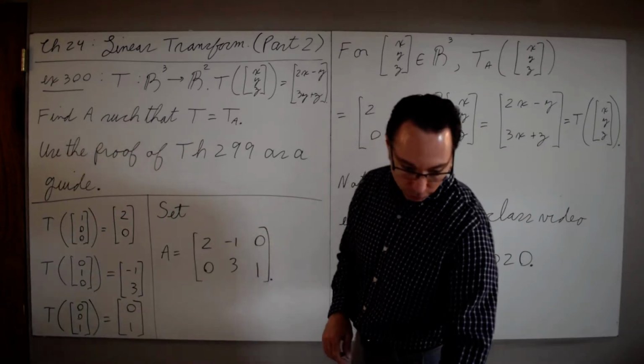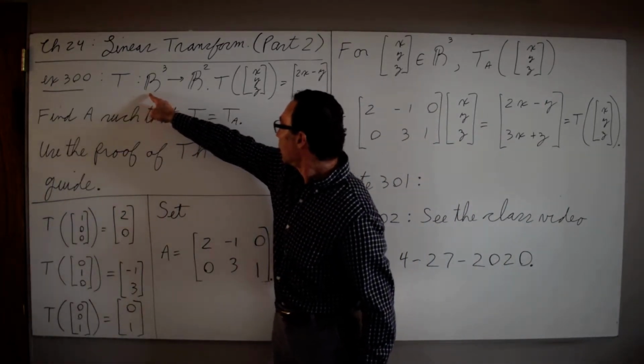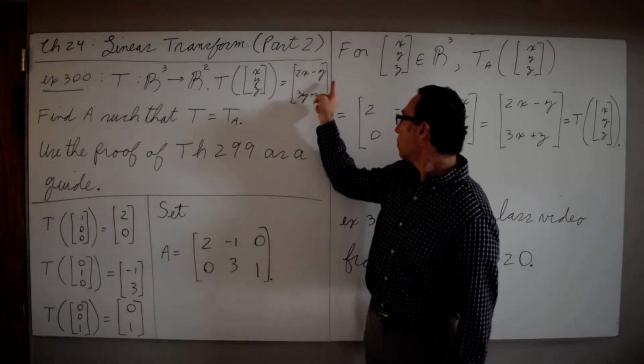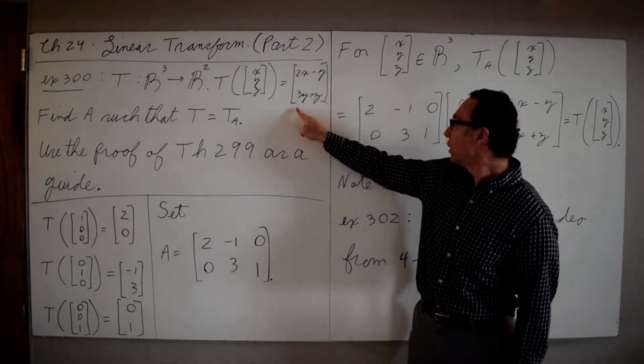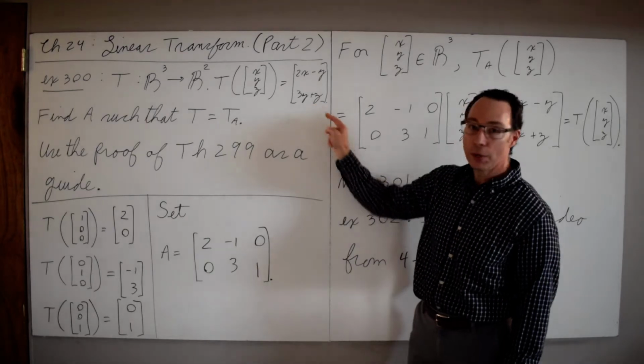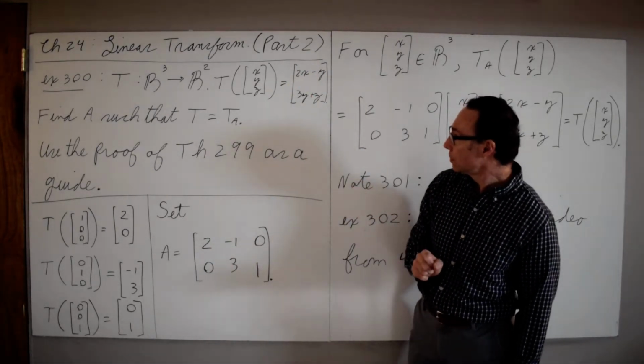Now recall from example 299 that this function we have defined from R3 into R2, T of x, y, z is 2x minus y for your first component, and 2y plus z is the second component. This is a linear transformation. We proved that in the last video. That's what part 1 was about.